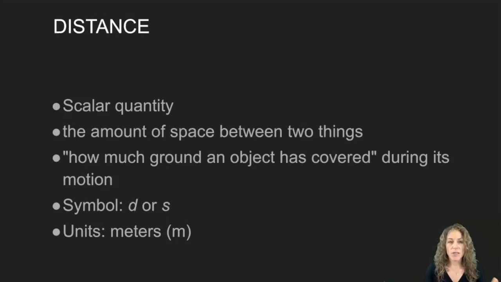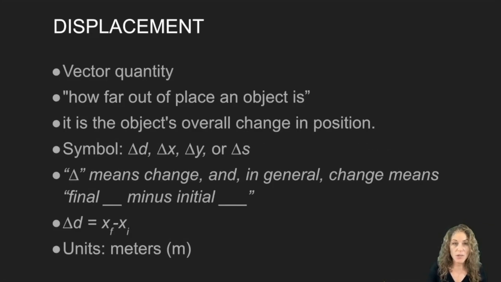Distance is the amount of space between 2 things. However, it's also the total amount of ground you've covered. So you may find that you travel not in a straight line. It's not just the distance between those 2 endpoints. That's actually displacement, which we're going to talk about next. Distance is the total amount of ground you've covered, and it depends on the path you take. Displacement, the path doesn't matter. It's path independent. What matters are the 2 endpoints.